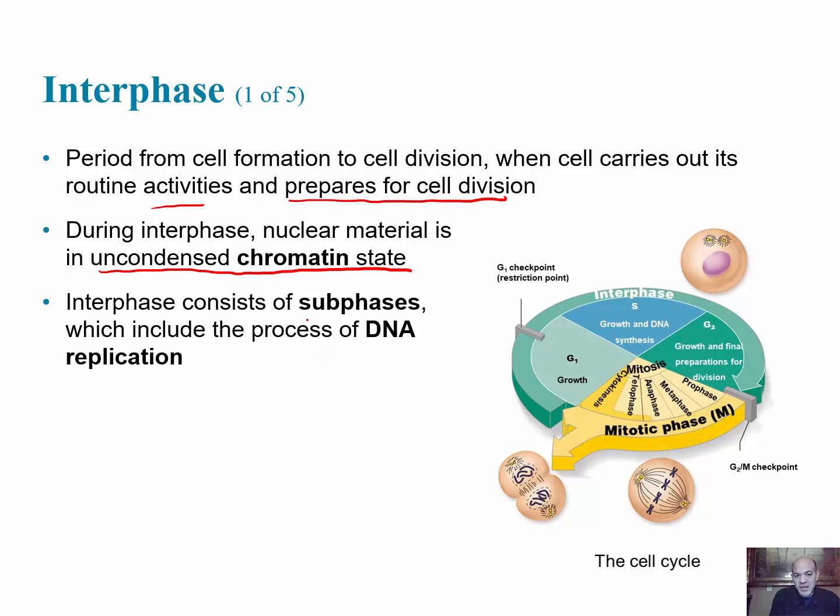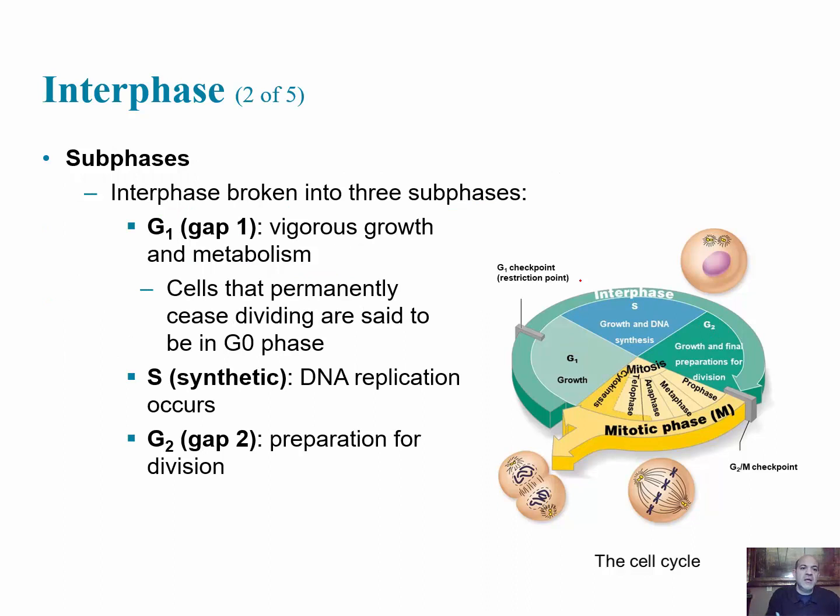Interphase has some subphases. They include, and you can see them there, G1, S, and G2. And it's during this time, if a cell has the right stimulation to do so, that it's going to have to copy the DNA in itself so it can distribute to the two new cells, so that each cell gets all of the instructions necessary to run the activities of the cell.